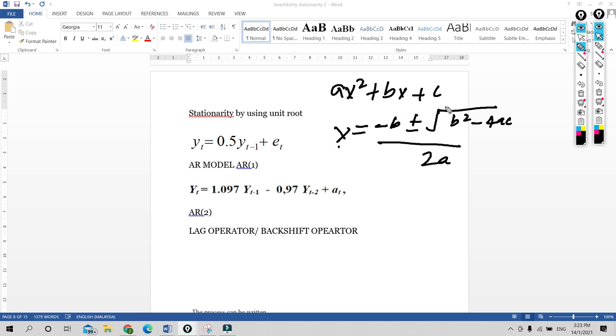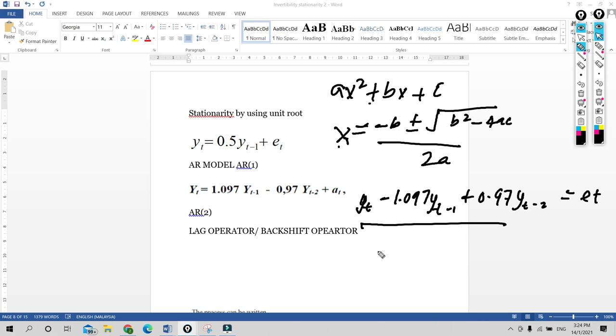You can refer to mathematics for how we use this formula to factorize this function. For this case, you have to refer to your lag operator here. So I repeat again, the lag operator. To find the lag operator, you can write yt minus 1.097 yt minus 1 plus 0.96 yt minus 2 equal to epsilon t. So we just focus on this one.